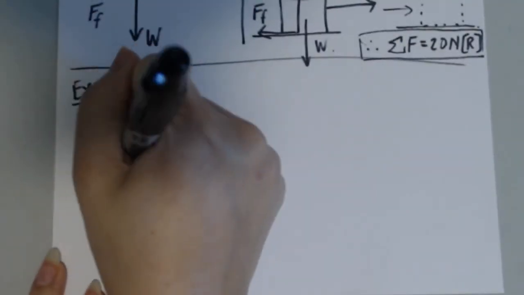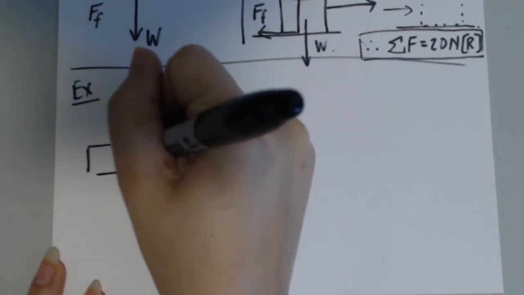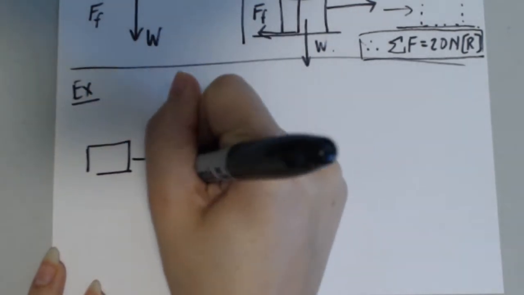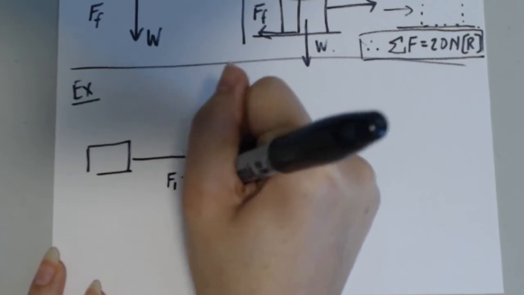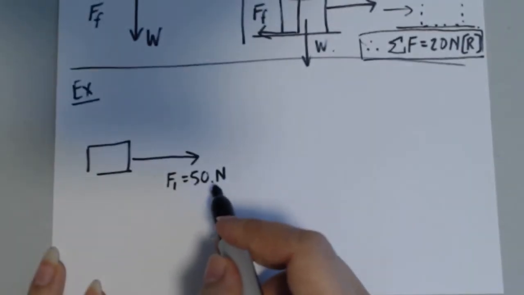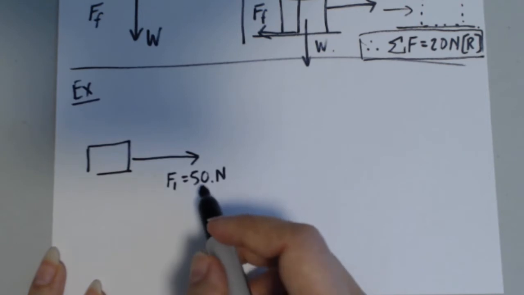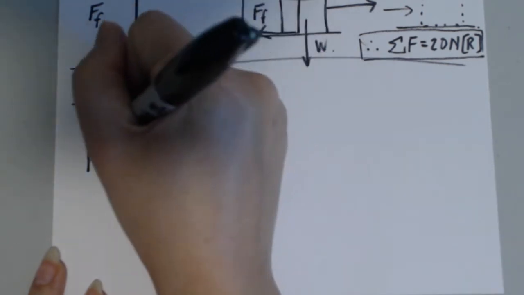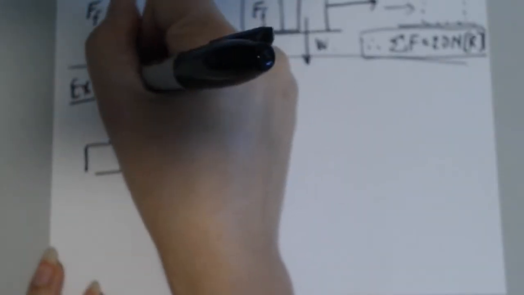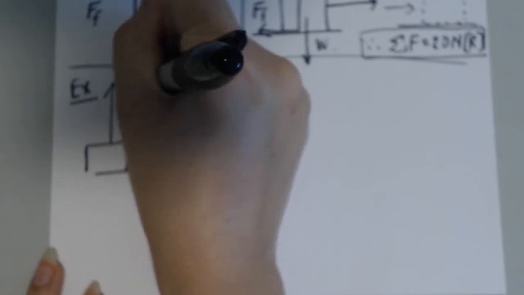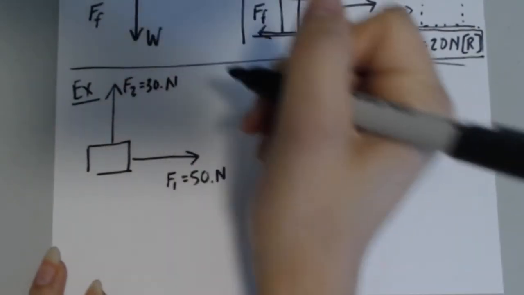So we have our box, and we have two forces acting on it. We have F1, which is 50.0 newtons. I think I mentioned this in an earlier video, but the fact that there's a decimal there is really for the IB students. It means that these two digits are both significant. So this is not one significant digit, it's two. And we've got F2 is equal to 30 newtons.